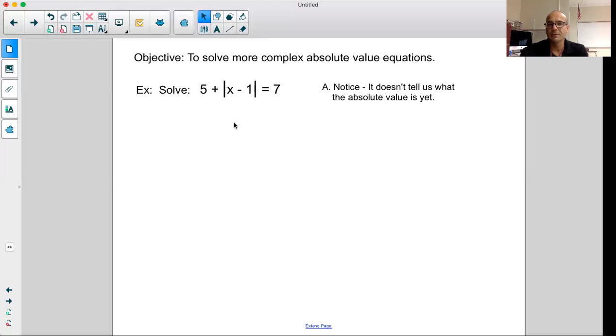So I think what we should do is we should try to turn this equation into an equivalent equation that looks more like what we just handled. In other words, this 5, we should make it disappear. And you can do that because this is an equation and we've got balanced inverse operations as a tool.